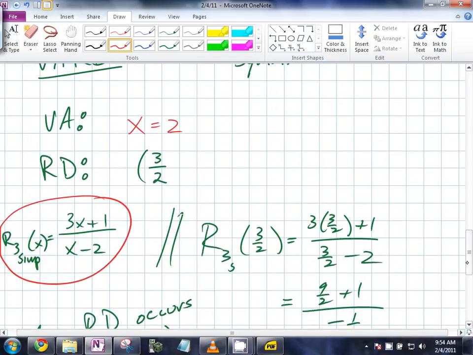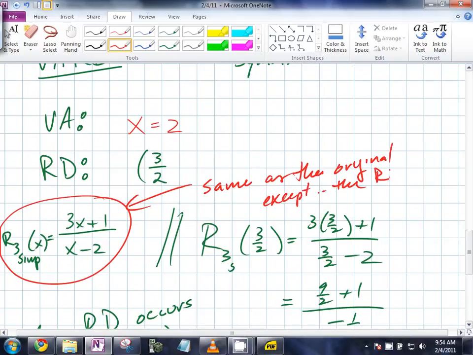This one right here is the same as the original except for what? The removable discontinuity is filled in. By canceling out the top and the bottom, by canceling out the 2x minus 3, can you now evaluate it at 3 over 2? Yeah, you've taken that hole and you've plugged it in. It's the exact same thing.